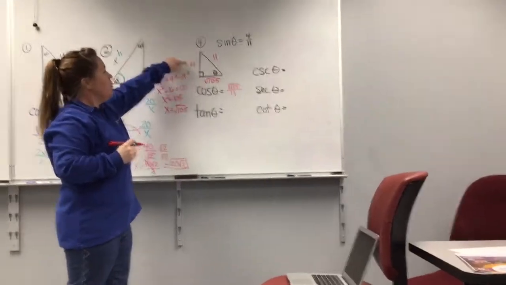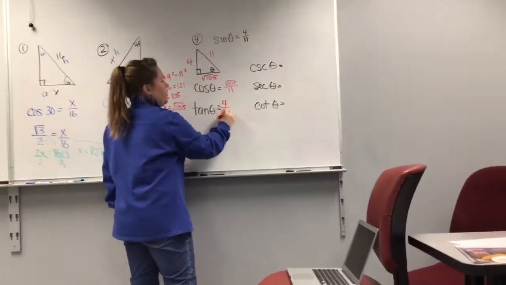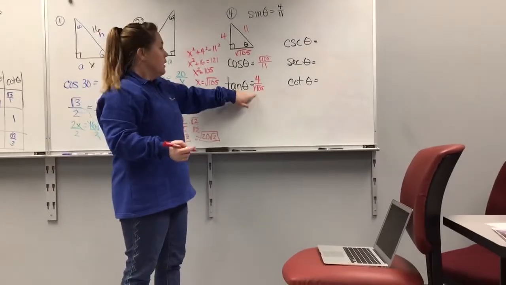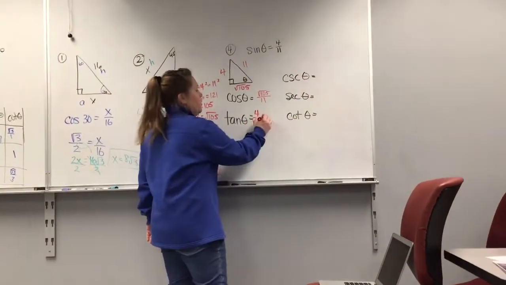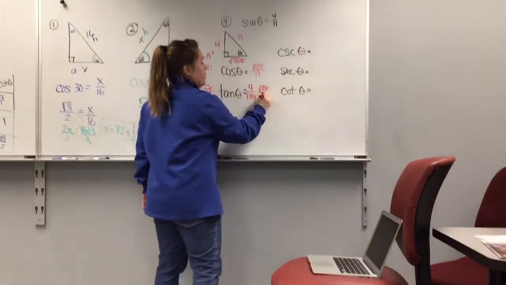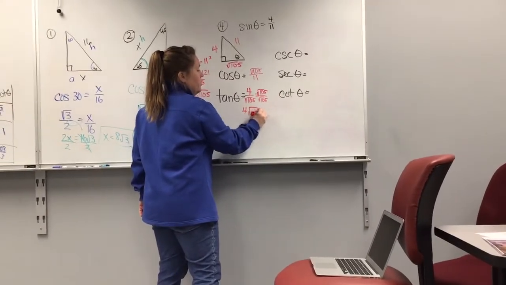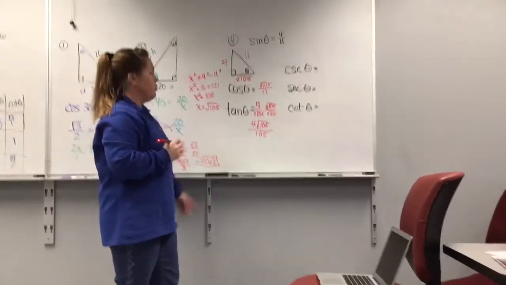Tangent is opposite over adjacent. So 4 over the square root of 105. Now, if you've seen this pattern forming, I know whenever I have a radical in the denominator and I multiply top and bottom by that radical, I get the number times the radical over the number under the radical. Those are going to simplify.